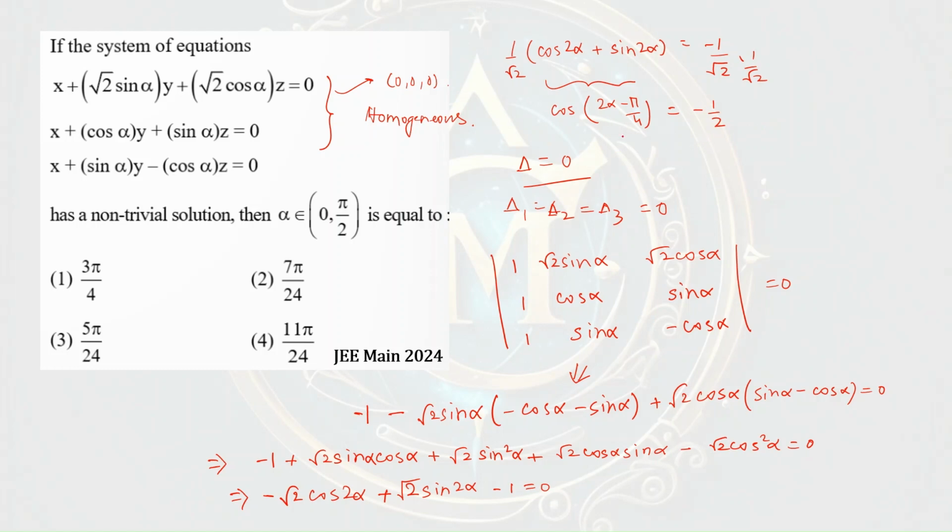Now this corresponds to the solution 2 alpha minus pi by 4 equal to, I am not talking about the general solution, I am talking about a particular solution, that is equal to 2 pi by 3. So in this case alpha will be 2 pi by 3 plus pi by 4 divided by 2. So this becomes pi by 3 plus pi by 8. That means 11 pi divided by 24. So option 4 will be the correct option.